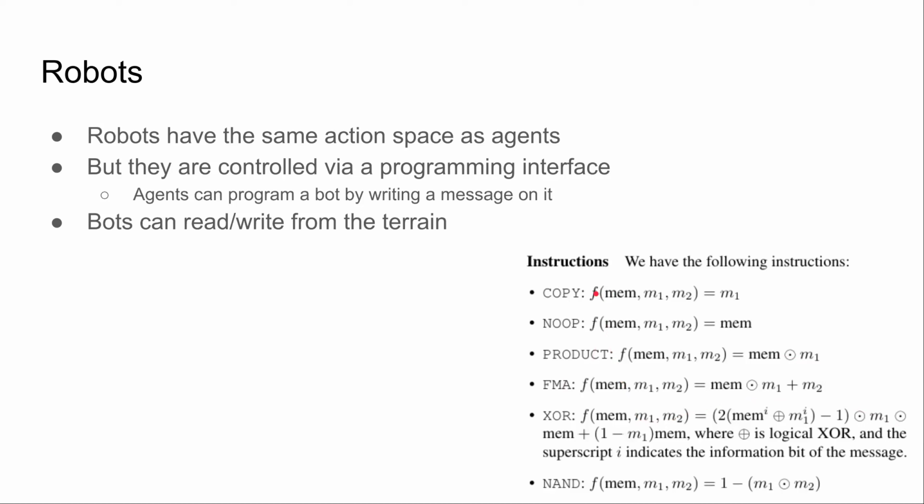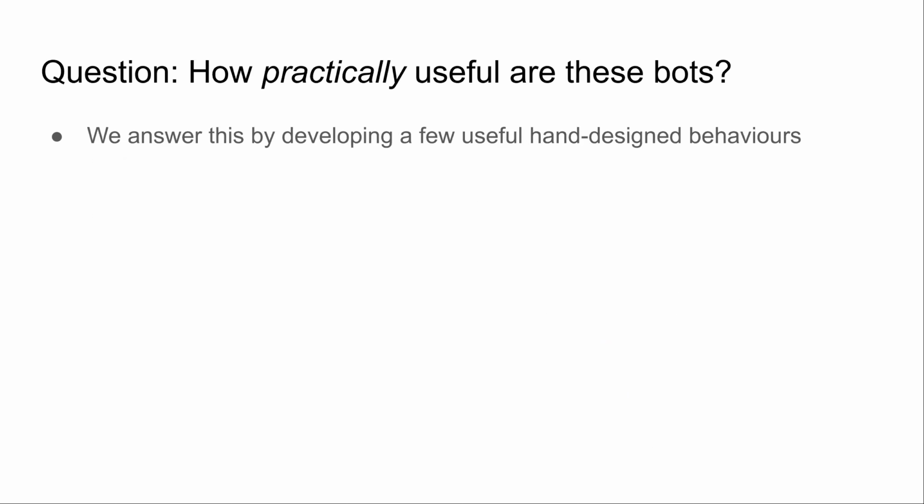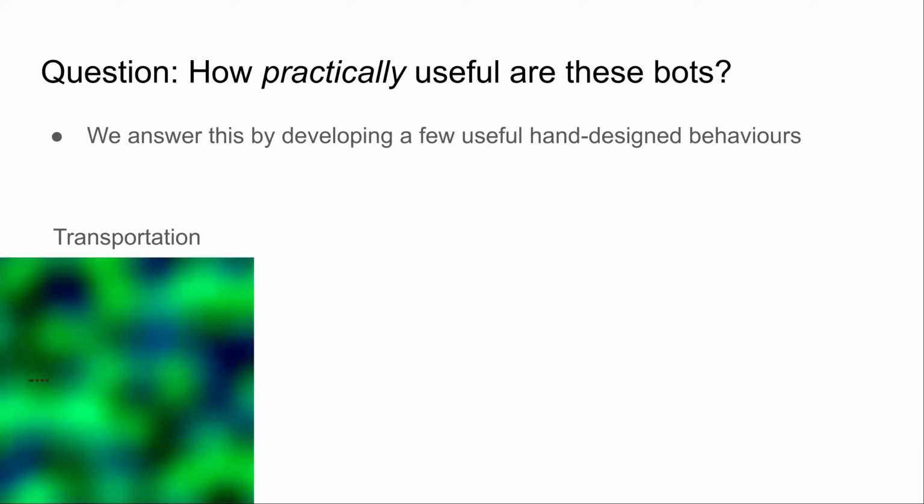This is just an example of some of the instructions that are included in this robotic programming language, but it's a relatively simple way of parameterizing their behavior. Now, the first question we wanted to answer is how practically useful are these bots for actual agents? And to answer this, what we do is we develop some hand-designed behaviors and see, is it possible given our parameterization features?